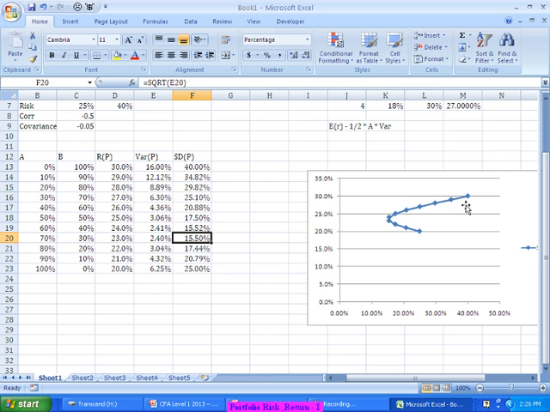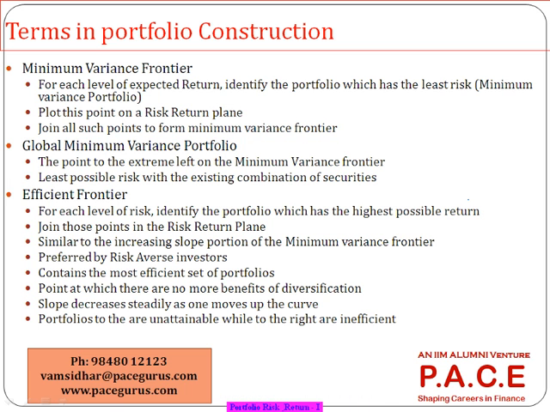If my risk taking level is 30%, I may choose this. If my risk taking level is 40%, I may choose this. So different risk taking level people will choose different combinations. But obviously the bottom part will be chosen by no one. So those are called inefficient portfolios, and only the top portion of the minimum variance portfolio is what we are calling the efficient frontier.